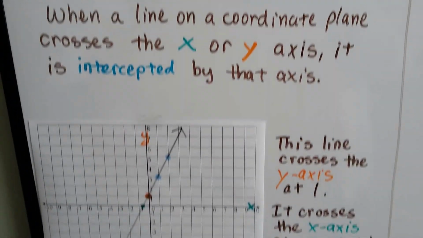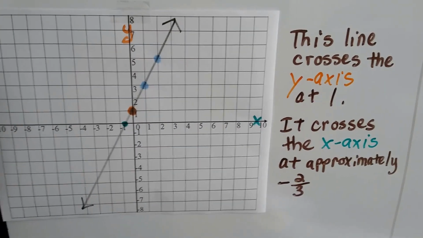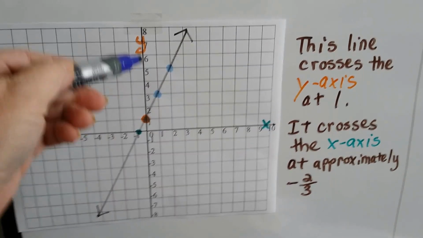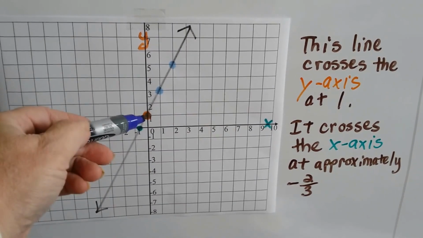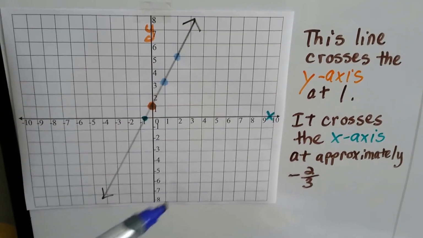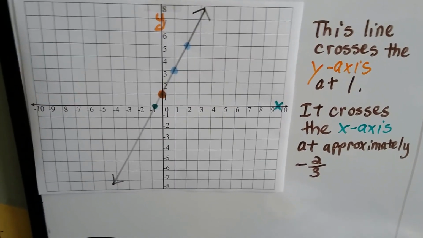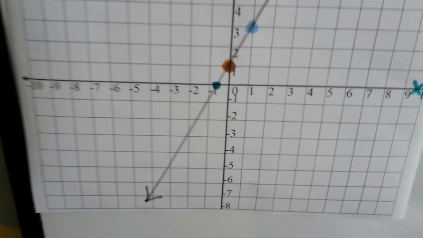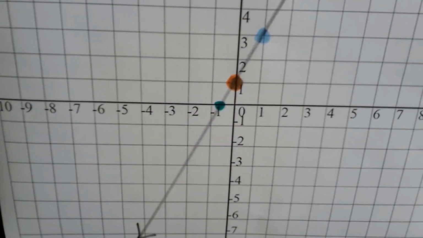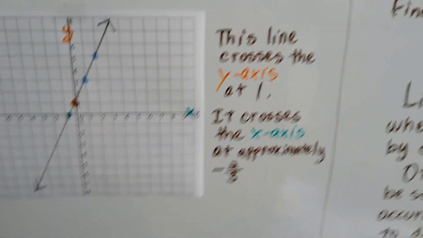Well, when a line on a coordinate plane crosses the x or the y axis, it's intercepted by that axis. So take a look at this graph right here. This line crosses the y-axis at 1. See it? Right here. That's where it's crossing the y-axis. That's the y-intercept. It's at 1. It crosses the x-axis at approximately negative 2/3. Do you see that? It's not quite on the negative 1. It's like 2/3 away from the 0. So that would be a negative 2/3.